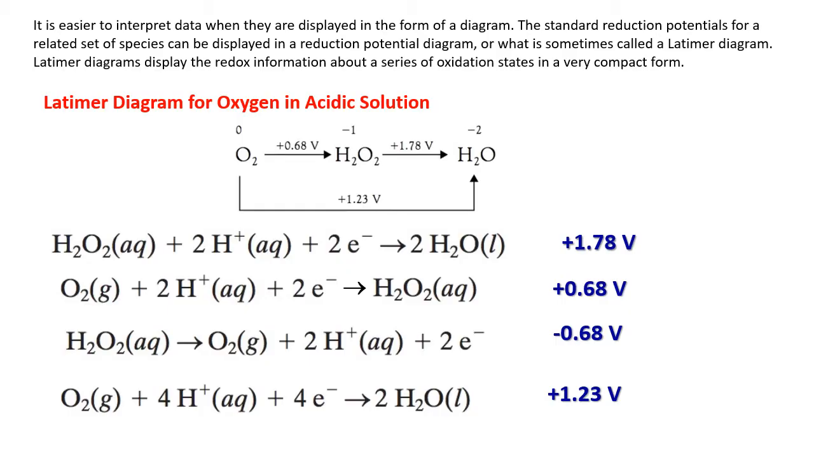Let's look at such a diagram of oxygen in acidic solution. You have O2 that can be reduced to hydrogen peroxide with potential 0.68 volts positive, which in turn can go to water with potential 1.78 positive. So oxidation numbers are 0, -1, and -2. Oxygen doesn't have positive oxidation numbers. And also you can go directly from O2 to H2O with a redox potential 1.23.